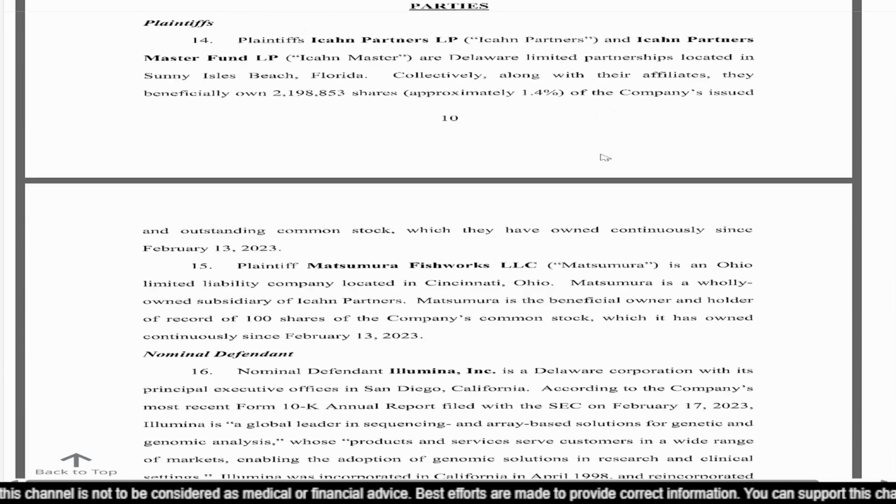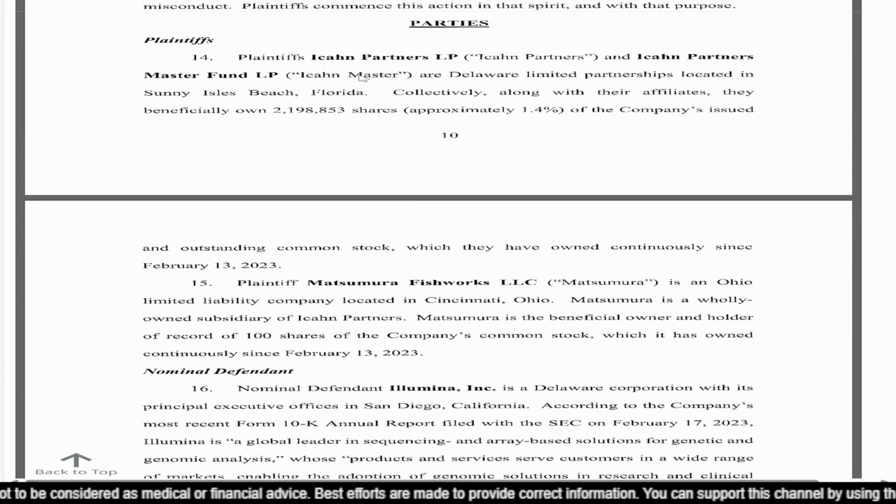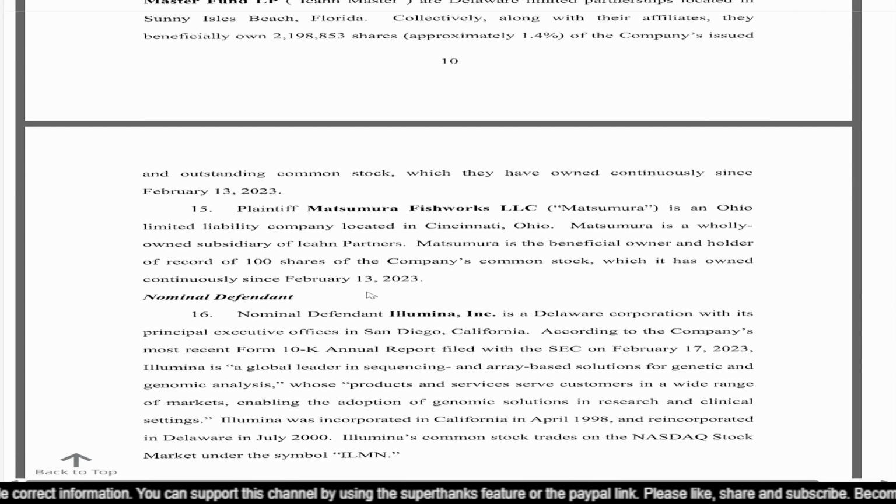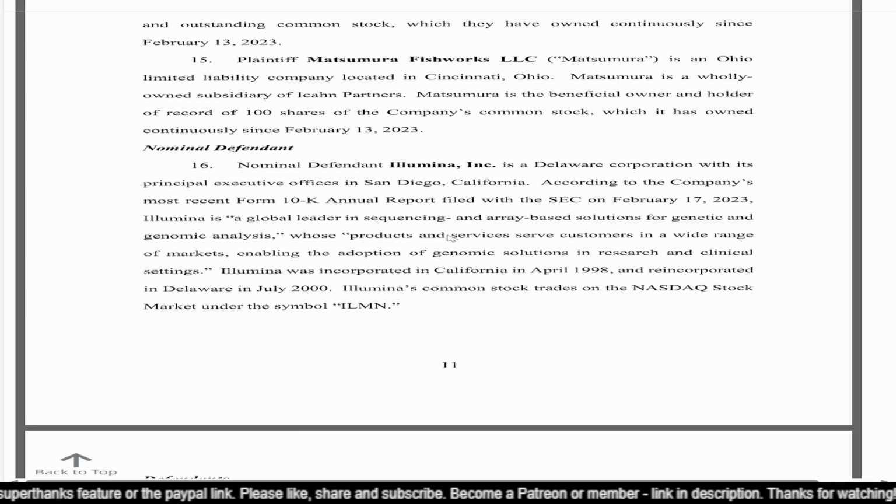But as I mentioned, it has got the plaintiffs as Carl Icahn's company, Icahn Partners, and they have a subsidiary of Carl Icahn, which is Matsumura Fishwork, which has got 100 shares since February 13, 2023. It's also a co-plaintiff. And the nominal defendant, Illumina, has been described out here.